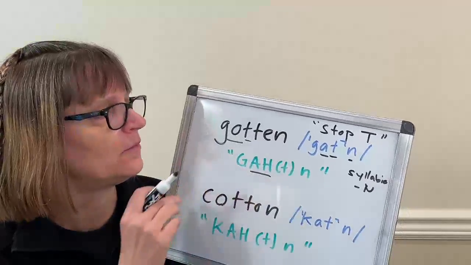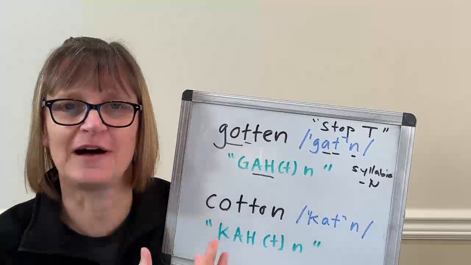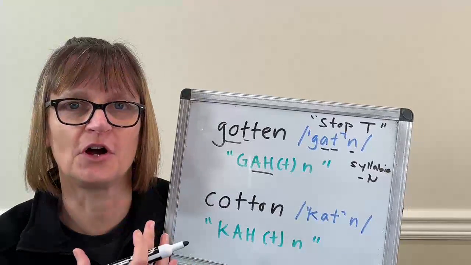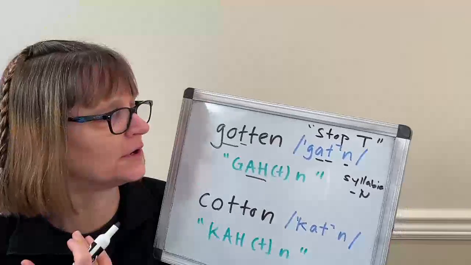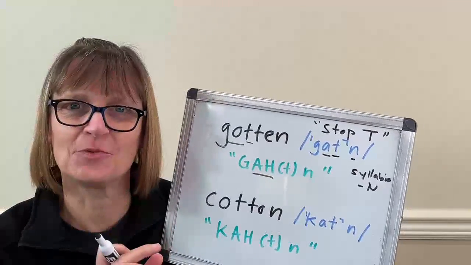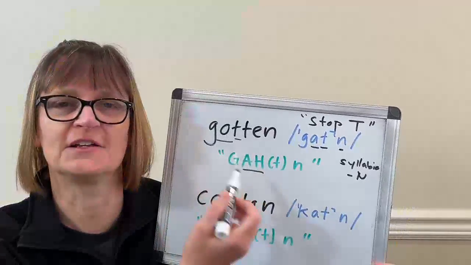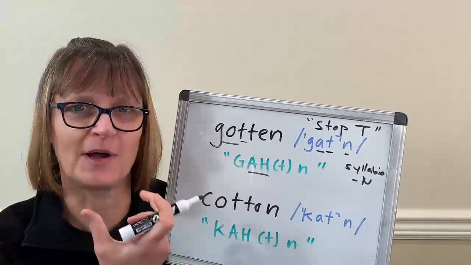Very often when we have T in the middle of words in American English between two vowels, we have what's called a flap T, like in water or daughter. That flap sounds a little more like a D, but we don't do that in gotten. You could hear it would sound more like gotten if I did that. It doesn't sound quite right.